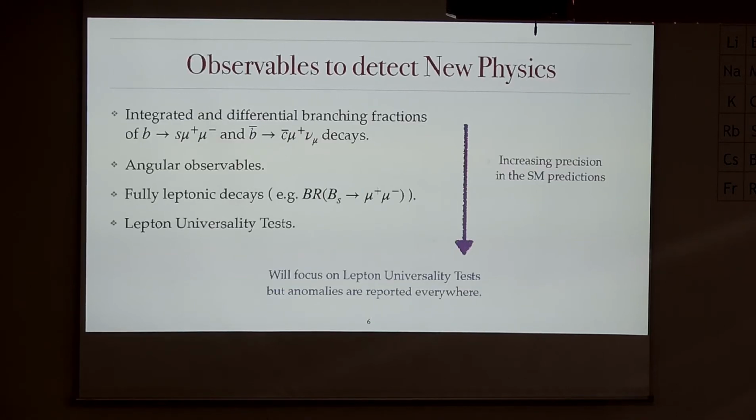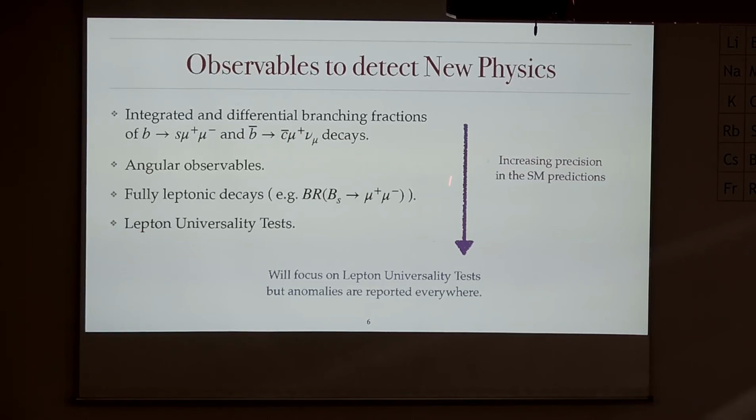So now we know where to look, but what are the things that we want to measure? There are plenty of things. We can measure the branching fractions of B decays, so these transitions, the rare decays version and the semi-leptonic ones, either integrated or as a function of the momentum of the particles. We can also measure angular observables that I will explain in a moment. We can also measure fully leptonic decays. So here we do not have this light hadron in the final state. These are also very useful. And we can also make these lepton universality tests.